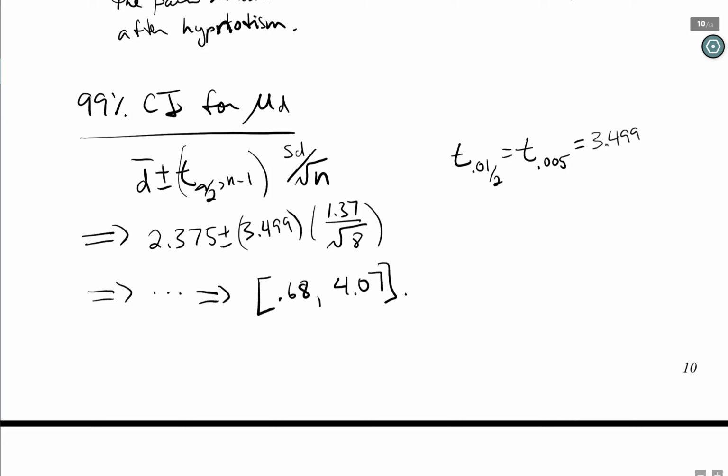upper bound 4.07. Okay, so if we interpreted this, we would say we are 99% confident that the average difference is between 0.68 and 4.07, or that on the average hypnotism has a reduction in pain of at least 0.68 units, or at most 4.07 units. Okay, this is a paired t-test, or dependent samples t-test on population mean.